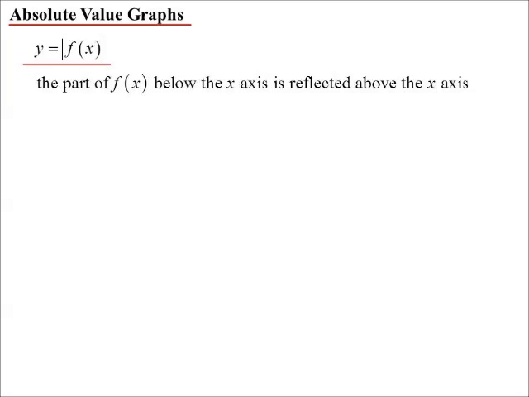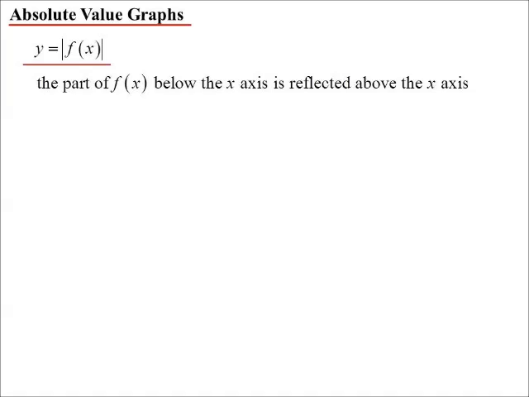All right, let's have a look at absolute value graphs then. So what happens to our basic curve when we find the absolute value of it? So y equals the absolute value of function x. Well, whatever is below the x-axis can't exist anymore because we no longer will get a negative answer, but we'll get a positive instead. So it ends up reflecting above the x-axis. So whatever is below gets reflected above.